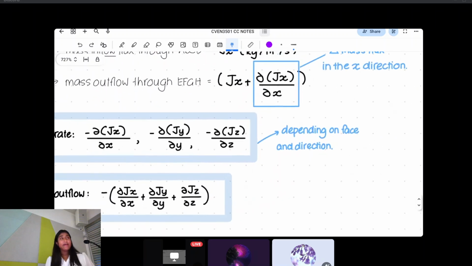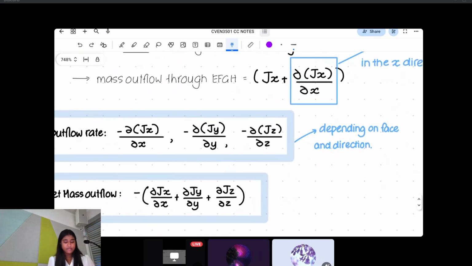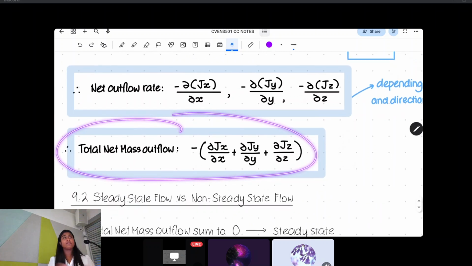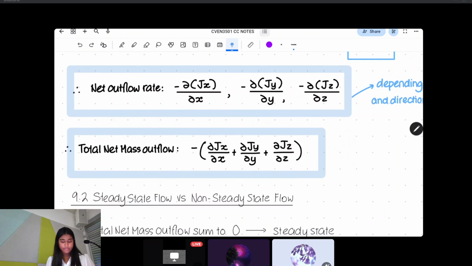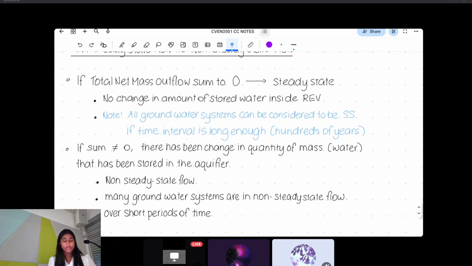If you apply that to all directions, you get these three terms here. And when you add them up, you get the total net mass outflow, okay? Now, when that total net mass outflow sums to 0, again, we have steady state because there's no change in mass.